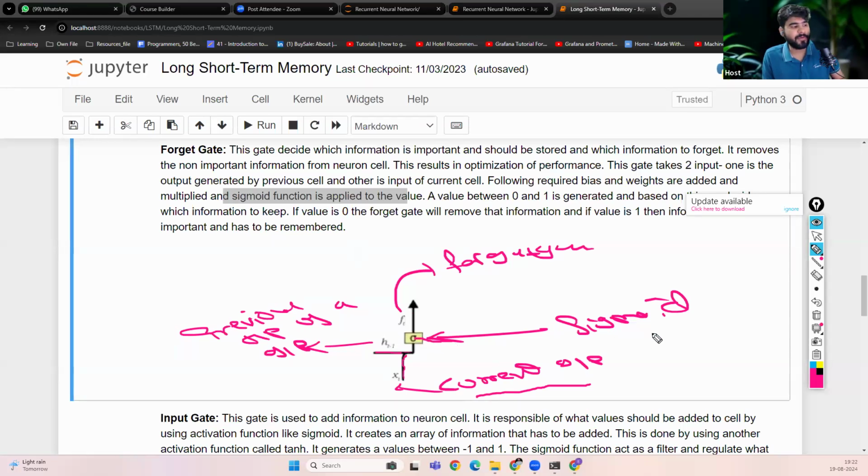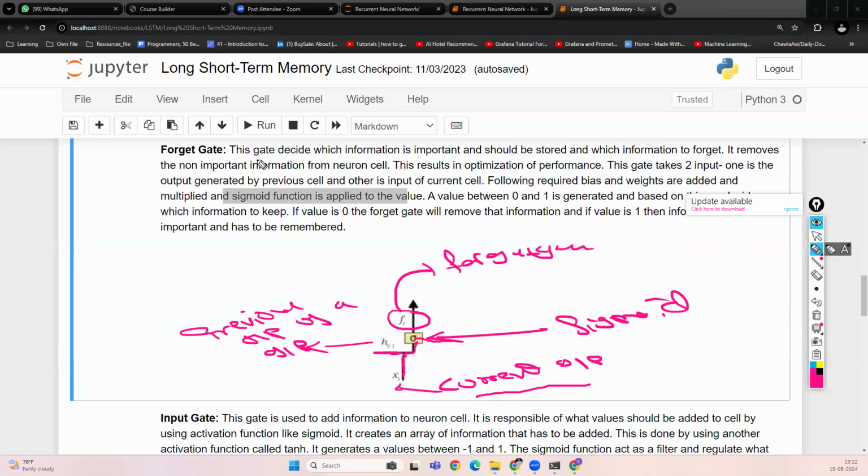Now what we are doing here, we are sending our input data, x of t, the current input data, along with our previous output as an input, along with our activation function, the sigmoid activation function, to our forget gate, so that our forget gate finds the important and unimportant information. It will do the segregation, store the important information, and after that remove the unimportant information. Now clear? Yes, sir.